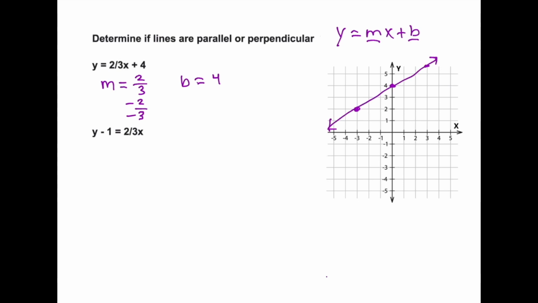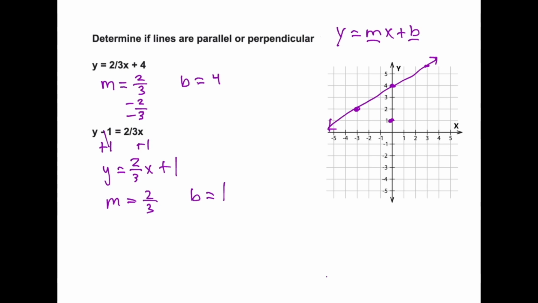This second one is not in y equals mx plus b format. We can get it easily in y equals mx plus b format by adding 1 to both sides. Now we have y equals 2/3 x plus 1. Our m is 2/3, and our b, or our y-intercept, is 1. Let's go ahead and graph this.